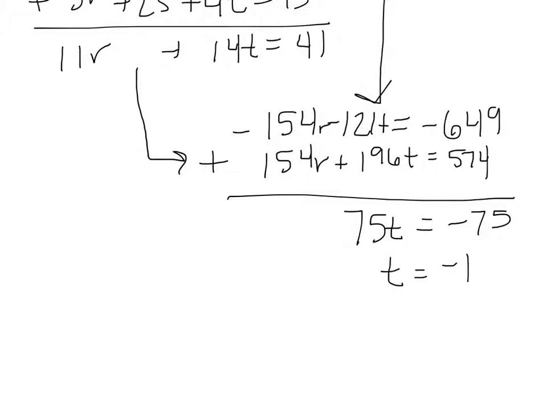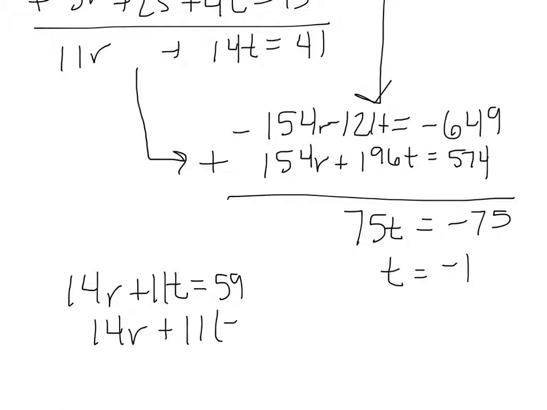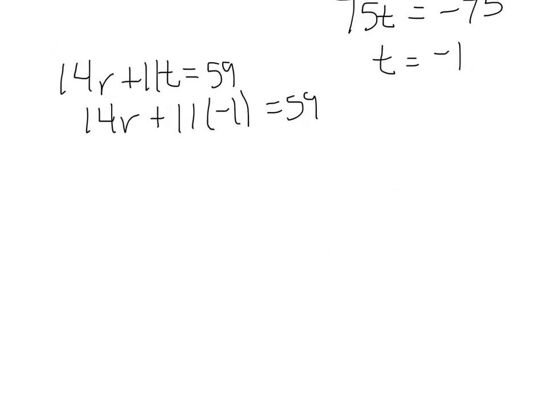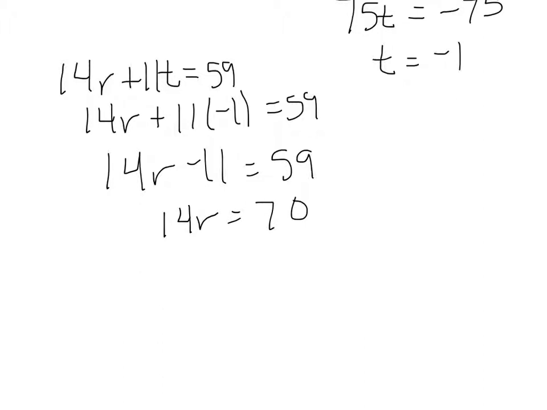Now I can plug my t into one of the two equations that only have an r and a t and solve. So I'm going to use this equation, 14r plus 11t equals 59. And I'm going to replace my t with a negative 1. So 14r plus 11 times negative 1 equals 59. So I end up with 14r minus 11 equals 59. Add an 11 to both sides, and I have 14r equals 70. And divide both sides by 14, and r equals 5.